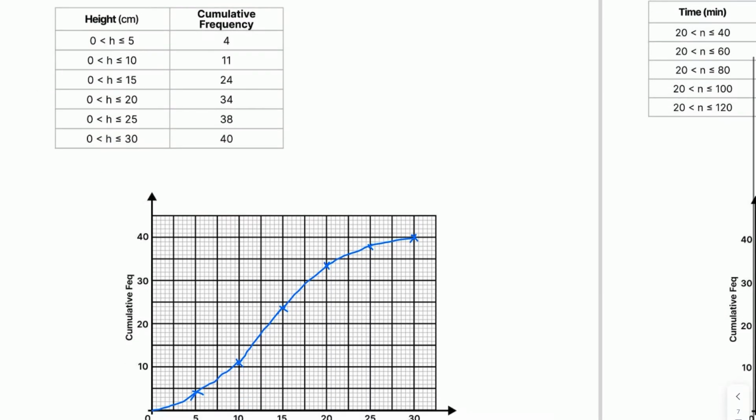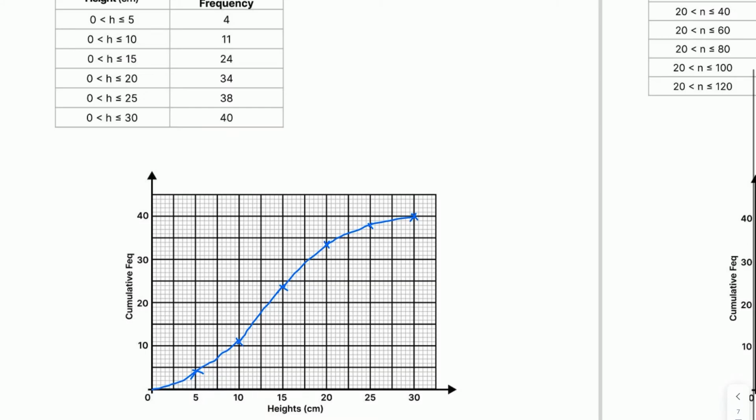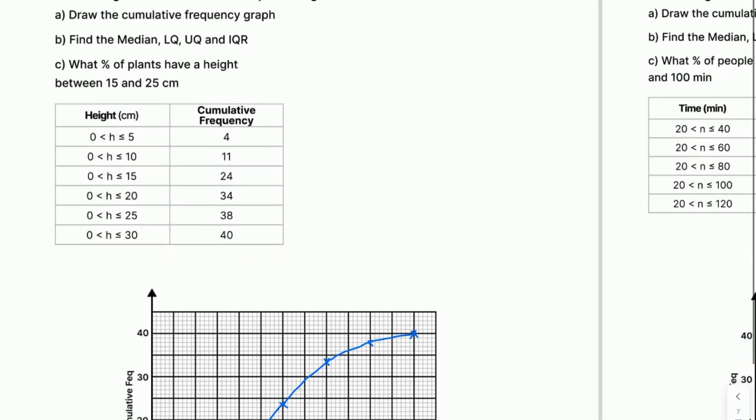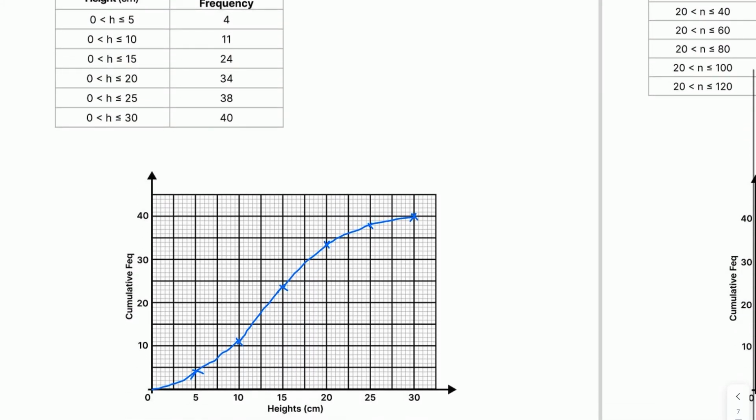Then it says find the median, lower quartile, upper quartile, and interquartile range. In the question, it doesn't actually tell us how many plants there are altogether, but we can see from this number here, there's 40. So half of 40 is the median. So the median is that value there. Half the median is the lower quartile, and then add the lower quartile to the median. So that is the upper quartile.